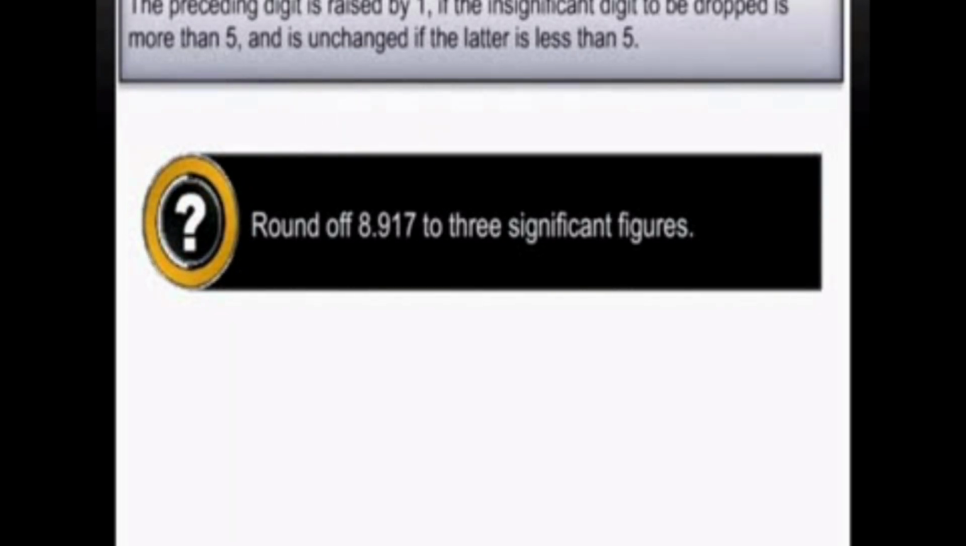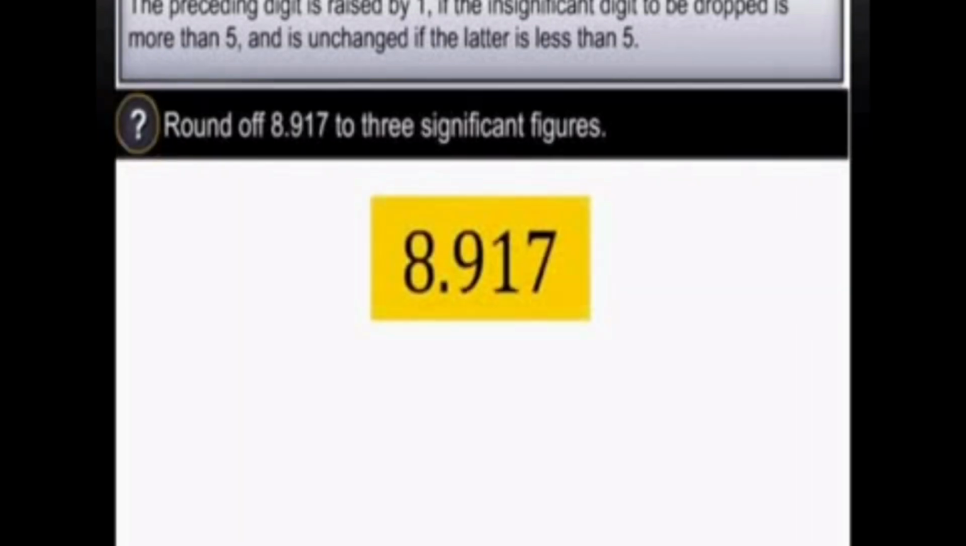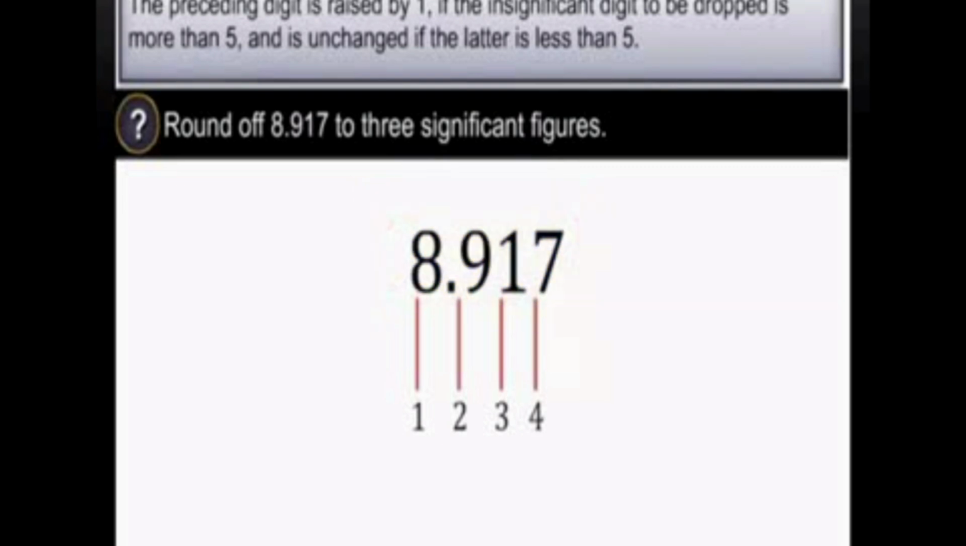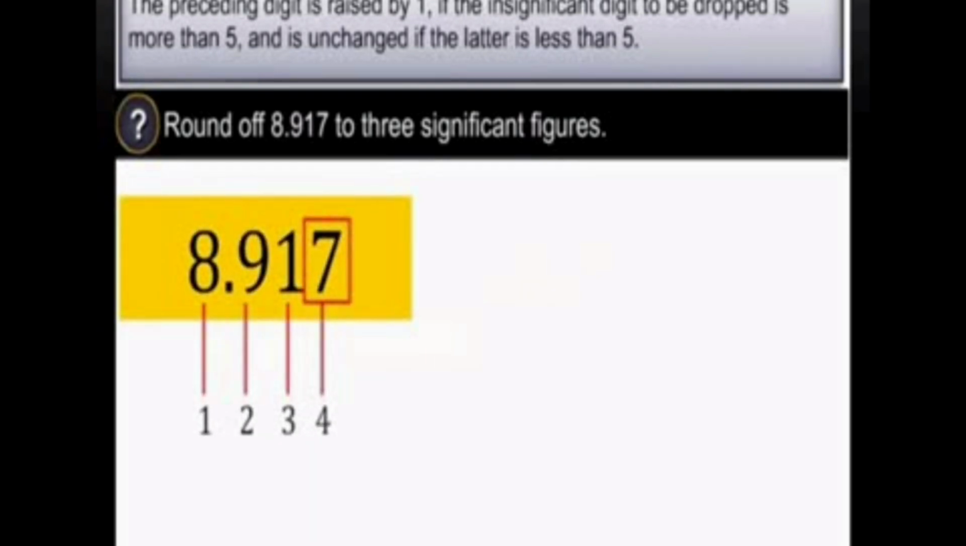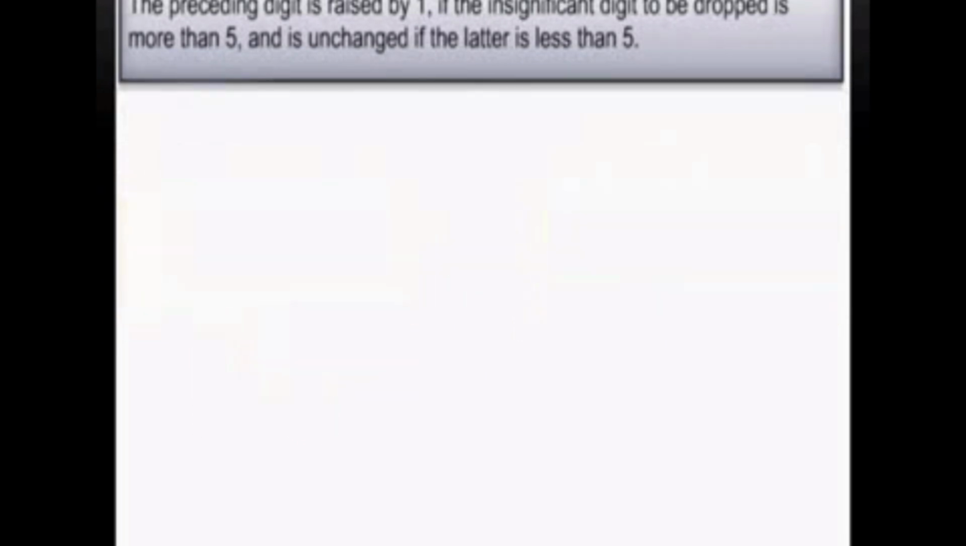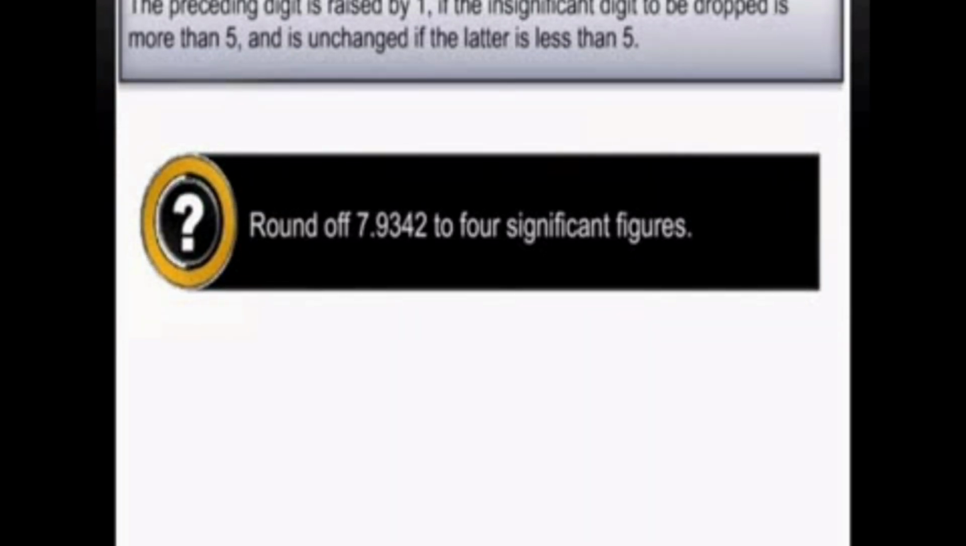So round off the value 8.917 to 3 significant figures. So 3 significant means 8.9, then 1 and 7 are there. Here you can see that the significant numbers are 4, but we have to reduce that to 3 significant numbers. So 8.91. Here the 7 is greater than 5, so you have to add 1 to 91, giving 8.92. So we round off that value.